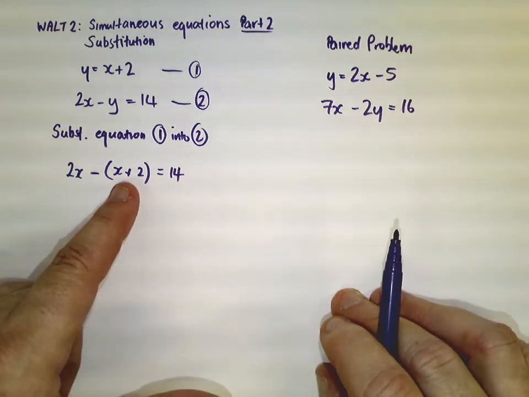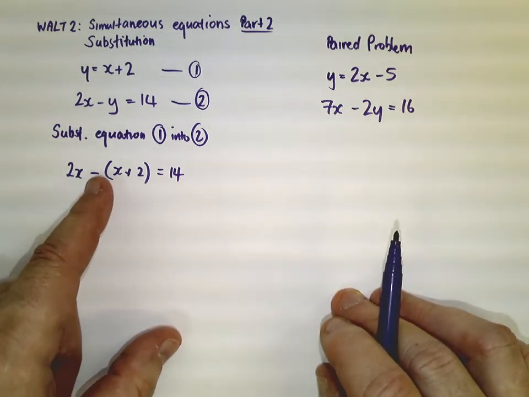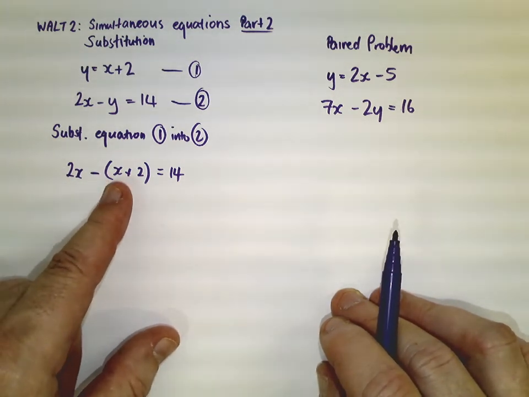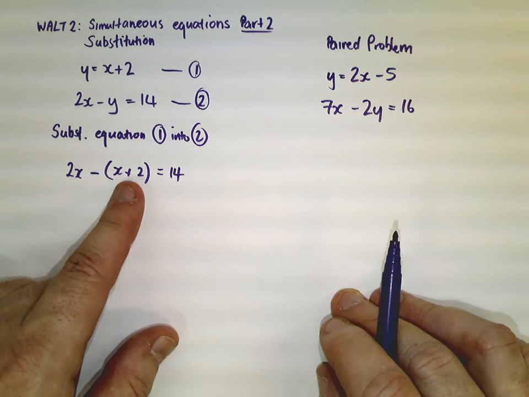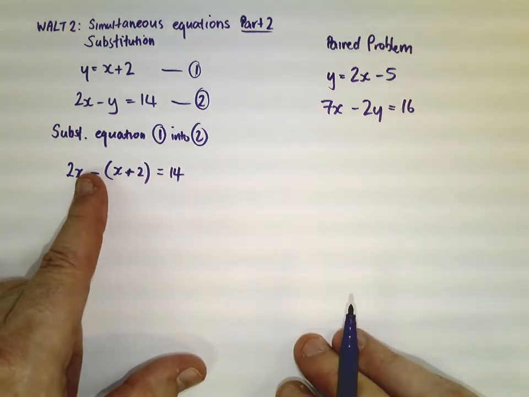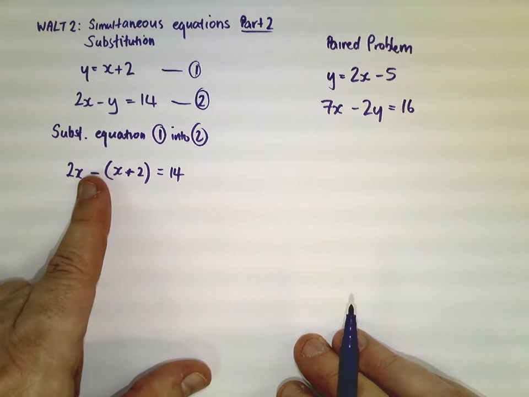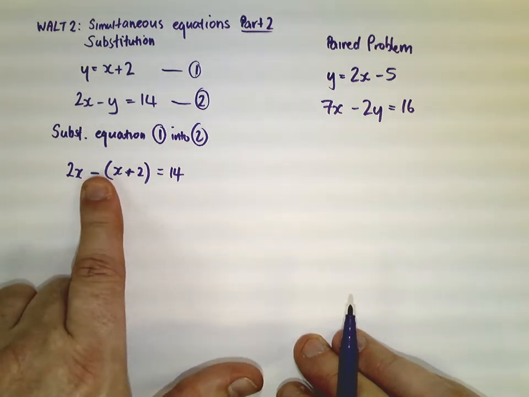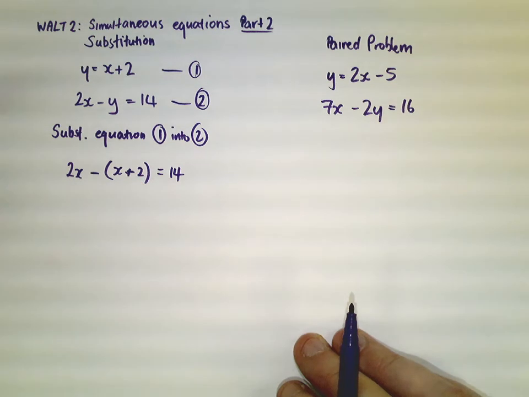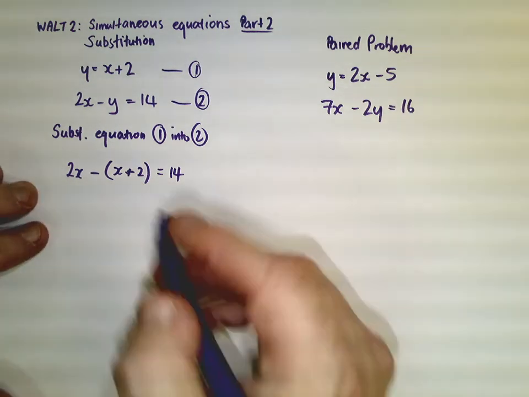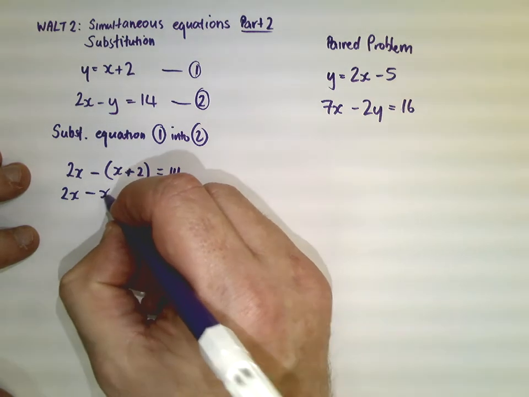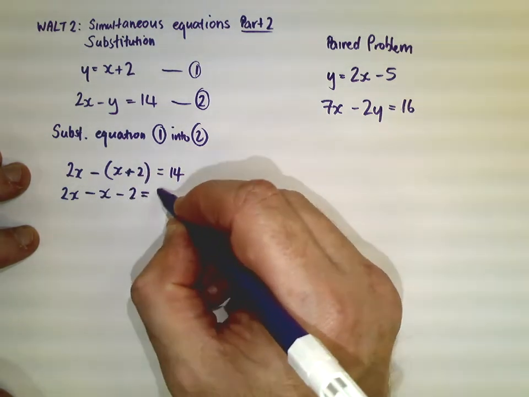Now, why have I put this bracket in here? Well, I've put this bracket in here because of this negative. It's actually going to affect the sign of this positive 2. It's going to change that from a positive into a negative because of this negative here. So one way you could think about it is it's negative 1 times positive 2, which is going to give us negative 2. So if I expand this bracket, don't forget your 2x at the start. I'm going to get a negative x, and then I'm going to get a negative 2 is equal to 14.